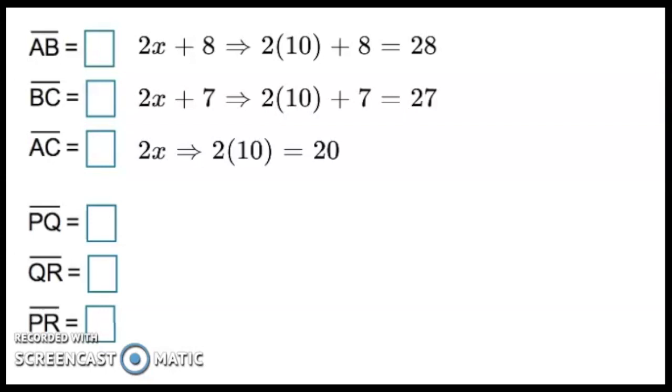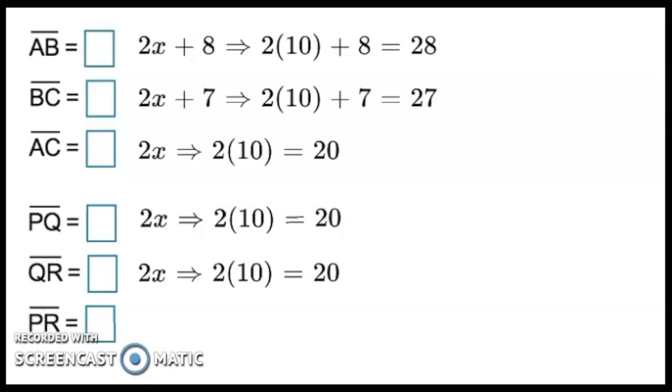Now let's find the three sides of the other triangle. So we have 2x, which we already determined is going to be 20 by substituting in 10. 2x again is going to be 20. And then we have 3x plus 5, so we have 3 times 10 is 30, plus 5 is 35.